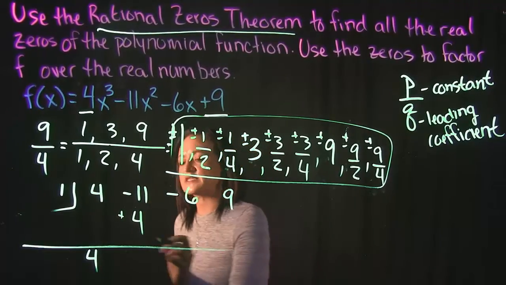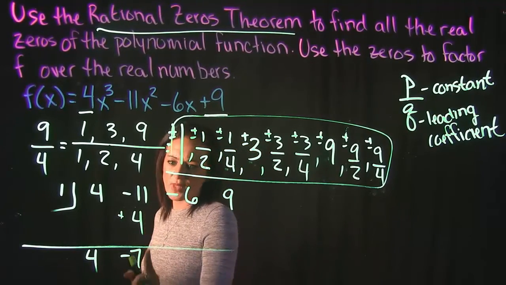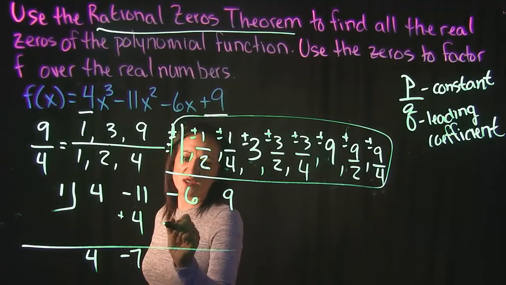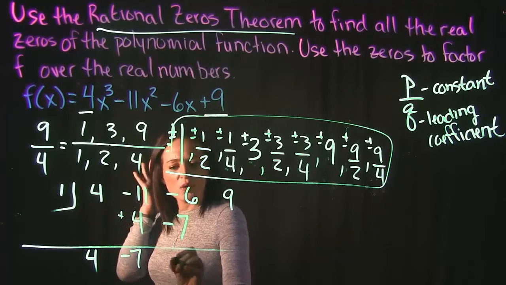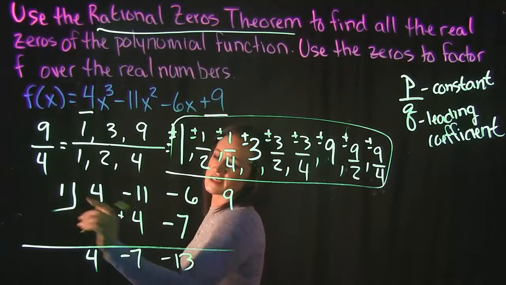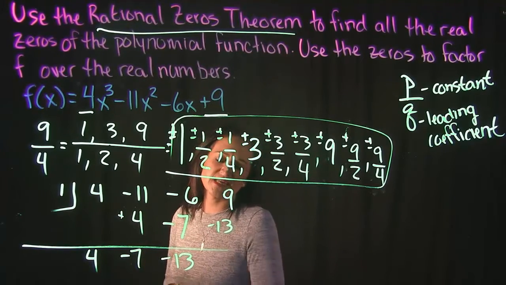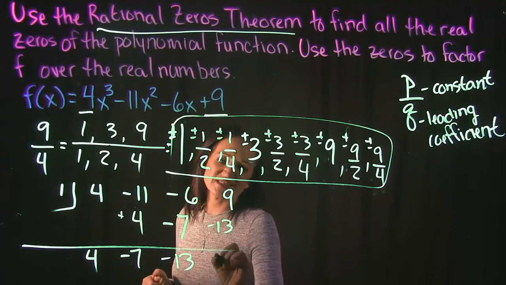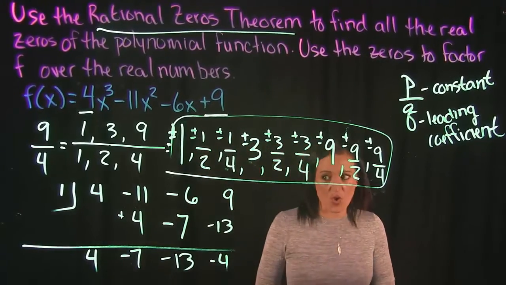Negative 11 plus 4 gives us a negative 7. Negative 7 times 1 is a negative 7. When we add these together, we get a negative 13. Negative 13 times 1 is a negative 13. And when we add these together, we get a negative 4.